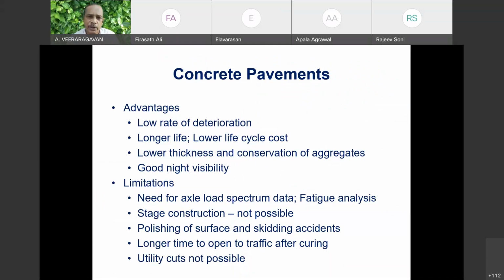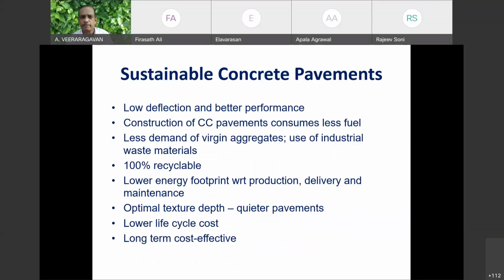I think we can also think in terms of concrete pavements because they have a low deterioration rate, longer life, lower thickness. But the only problem is under overloading conditions, they may prematurely fail. They get polished. Stage construction may not be possible. But considering the advantages will be higher benefit than the limitations, we can go in for a concrete pavement. Sustainable, no deflection, less fuel for construction, lesser demand for virgin aggregate. It can also be 100% recyclable. Low energy footprint, optimal texture depth, quieter pavement is possible with a whisper concrete. Again, another area for research, whisper concrete. Lower life cycle cost, again, another area for research. Predicting the performance of concrete pavement, working out the life cycle cost, long-term effectiveness are to be studied.